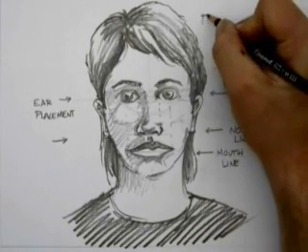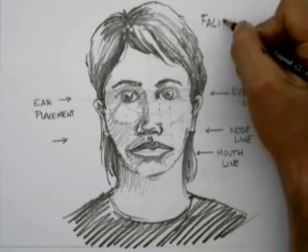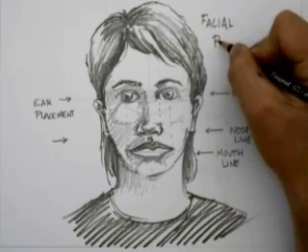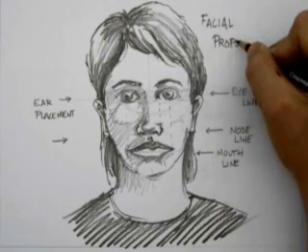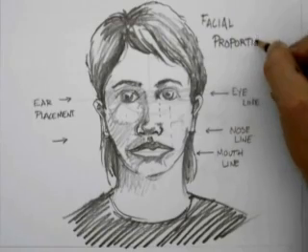There's your facial proportions. Remember, eye line's in the middle of the face, nose line is in the middle of the eye line and the chin line, mouth line is in the middle of the nose line and the chin line. Make sure that when you draw your hair, you bring it off your head.